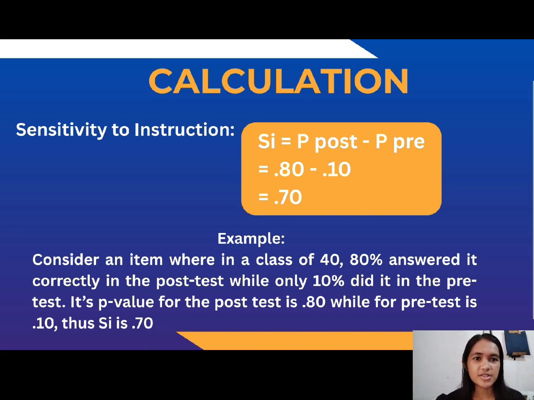So we have the calculation here. Sensitivity to instruction equals the post-test minus the pre-test. We have an example here. Consider an item where in a class of 40, 80% answered it correctly in the post-test, while 10% did in the pre-test. Its proportional value for the post-test is 0.80, while for the pre-test it is 0.10. So its sensitivity to instruction is 0.70. This indicates the proportion of improvement in students' understanding from pre-test to post-test.